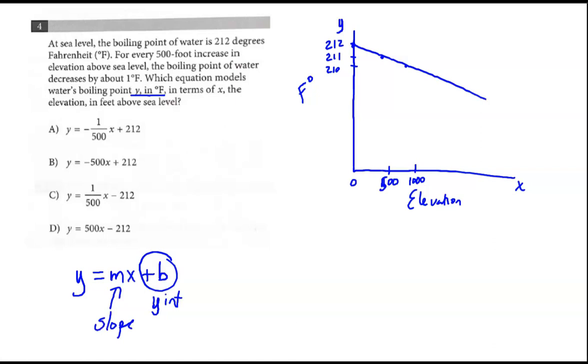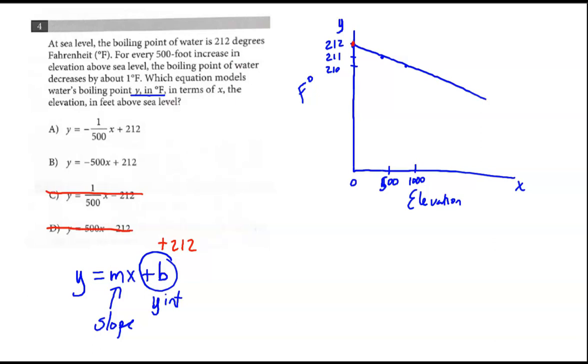So it looks like our y-intercept is right up here at the top. So our y-intercept is a positive 2 1/2, or 2.5. So that wipes out these two because they both have negative 2.5. So now we're down to either A or B.